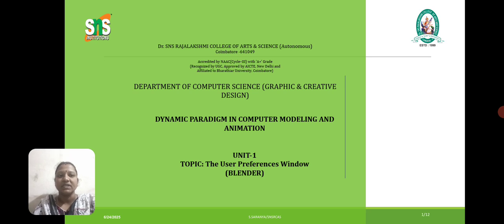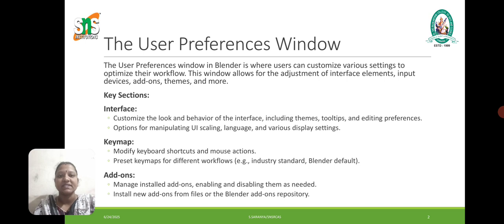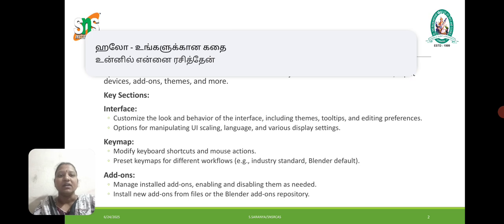The user preference window, as I already said, lets the user customize the Blender screen and workflow according to their needs. Here the user window in Blender is where the user can customize various setting options and optimize their workflow. The window allows for adjustment of interface elements like input devices, add-ons, themes and more. In the user preference window, the key sections play a vital role. The first one is interface, the second one is key map, the third one is add-ons.